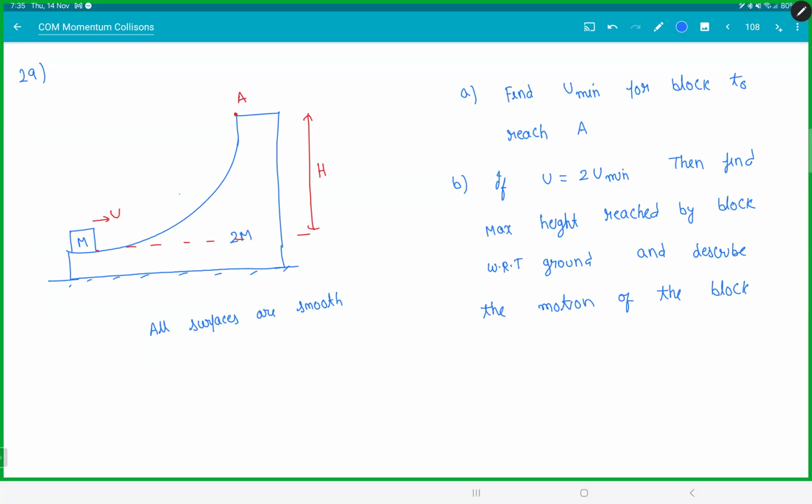So initially everything is at rest. So if you push that block M, as it goes up, it starts pushing the big wedge also. So if it reaches the topmost point A, what is the minimum speed required to reach the topmost point? Second question, if I give you 2 times the minimum speed, then what is the maximum height you reach? And describe the motion of the block.